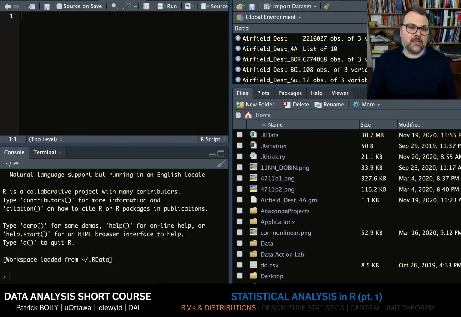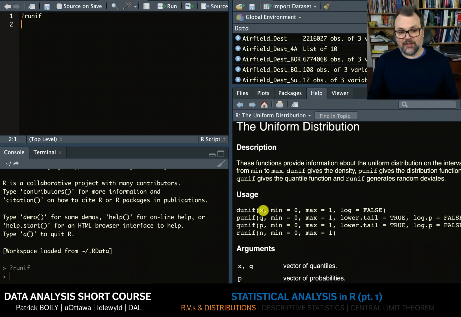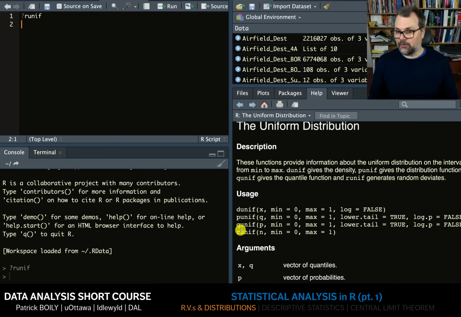How would you draw a value from a random uniform distribution? The function of interest in R is called runif, random unif. Unif is the short form for the name of the actual uniform distribution function in R. If you query the help file, it will tell you that there are actually 4 different functions related to the uniform distribution. In the slides, you will also see we use punif.